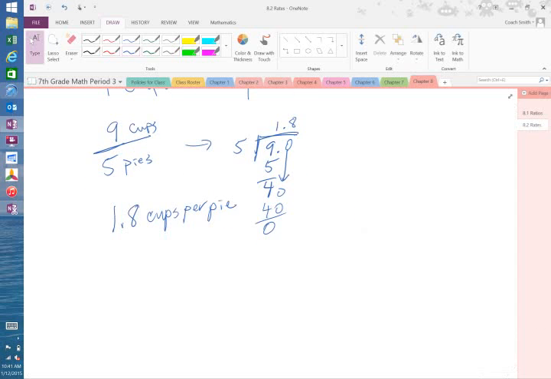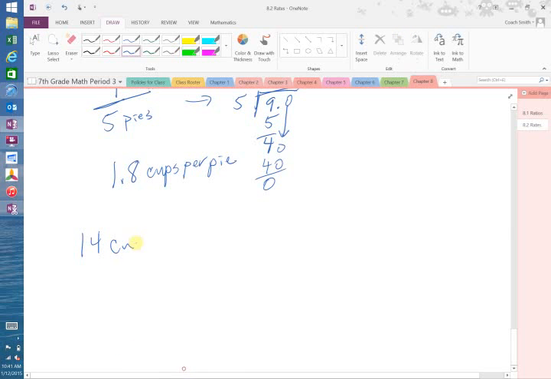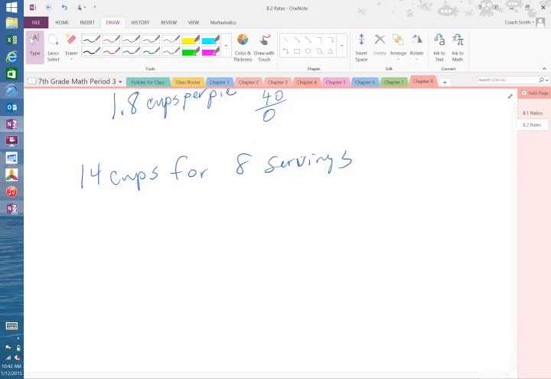All right, now. 14 cups for 8 servings. Okay. And once again, I want you to write it as a fraction. So first of all, it's always whatever they've listed first is going to go on top. Then we have what's on bottom. Okay, and once again, that's cups and servings. So if it's 14 cups per 8 servings, they want to know how many cups per 1 serving.